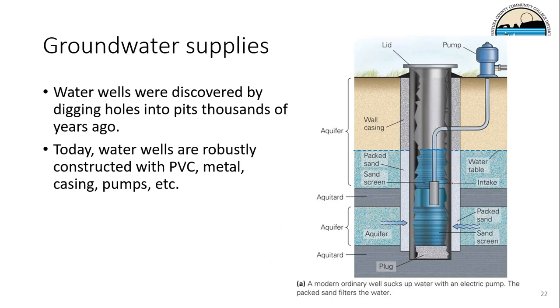Okay, so if you don't have a spring, how else can you get groundwater? Well, a lot of water today is from water wells, and water wells were discovered by digging holes into pits thousands of years ago. Today, they're constructed with PVC or metal. They are usually cased. They sometimes require pumps. Sometimes there's enough natural pressure, but usually you have to pump the water. And there's a lot of design that goes into water wells. And how deep you have to drill a well is dependent on the depth of the aquifer.